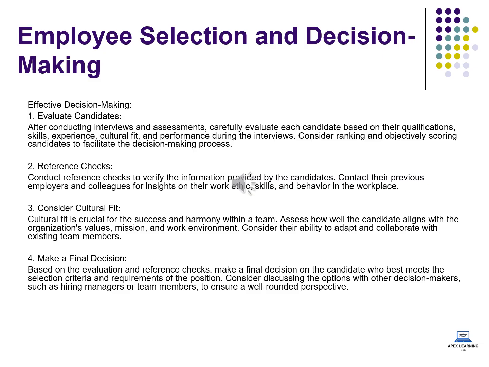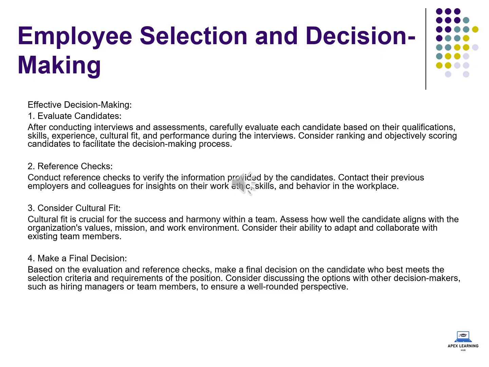2. Reference checks. Conduct reference checks to verify the information provided by the candidates. Contact their previous employers and colleagues for insights on their work ethic, skills, and behavior in the workplace. 3. Consider cultural fit. Cultural fit is crucial for the success and harmony within a team. Assess how well the candidate aligns with the organization's values, mission, and work environment. Consider their ability to adapt and collaborate with existing team members.